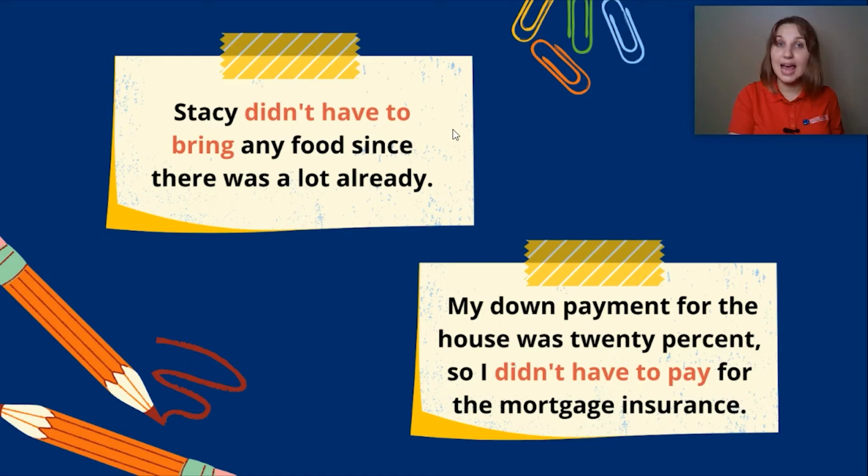Stacy didn't have to bring any food since there was a lot already. Did not have to bring. In other words, it wasn't necessary for her to bring any food. My down payment for the house was 20%, so I didn't have to pay for the mortgage insurance. Didn't have to pay.